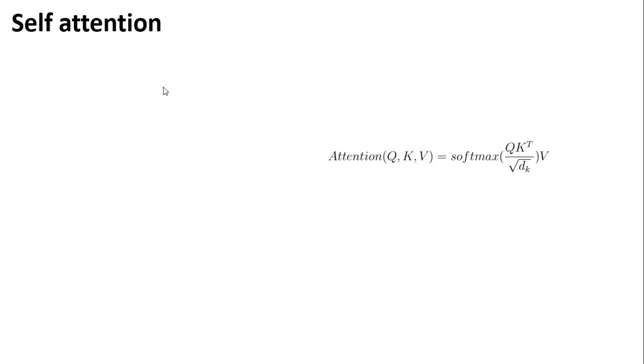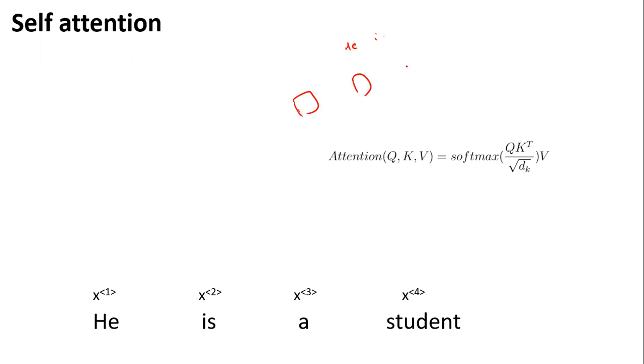Now, this is the formula for attention. Don't be tense, I'll explain what attention is and what the Q, K, and V matrices are. Before going into that, let me show you another example. He is a student. Computer does not understand strings, so we'll give "he is a student" in the form of numbers. I'm giving four different number matrices.